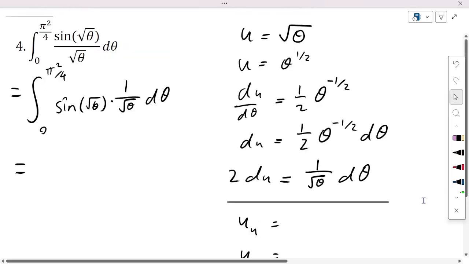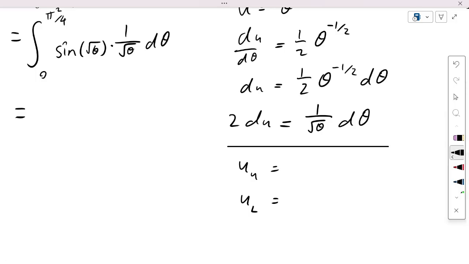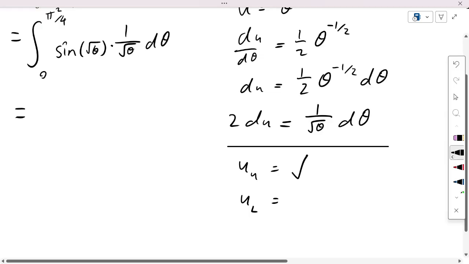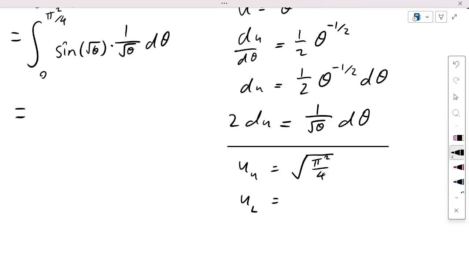So what is u equal to? U is equal to root theta. So we're just going to substitute our upper limit of theta, which is pi squared over 4. So it looks like this. It's going to be like this, and it's root pi squared over 4, which we can write as root pi squared divided by root 4. These cancel, so it's going to be pi on the top, and then the square root of 4 is equal to 2.